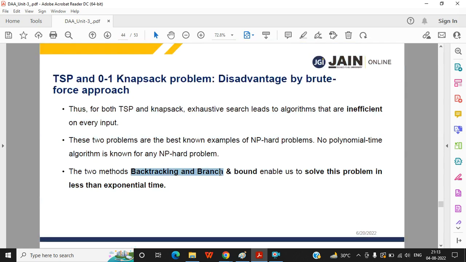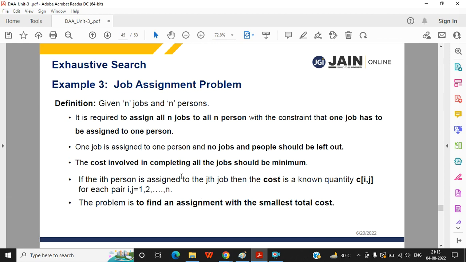So these two techniques will be there in later units, I hope. There we will see how this time can be reduced from exponential time to polynomial time. Job assignment problem. This is over.